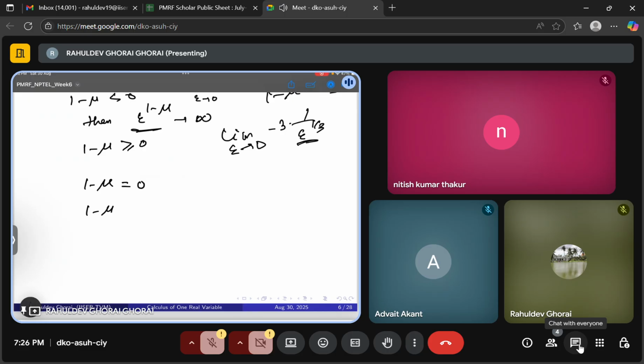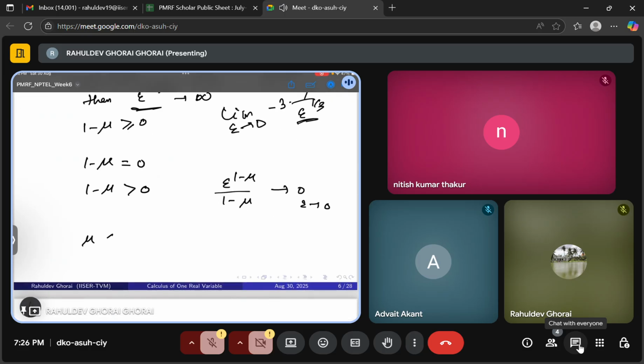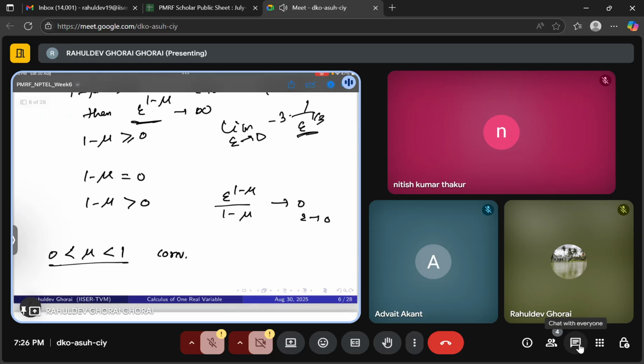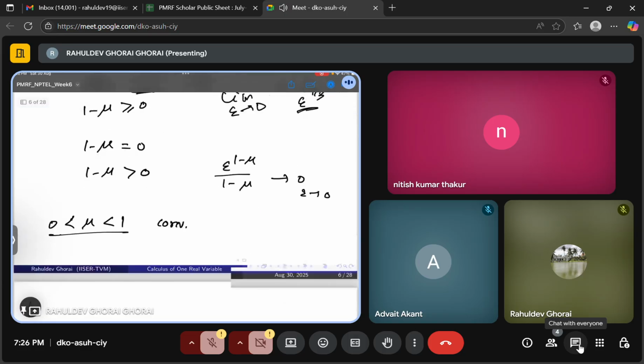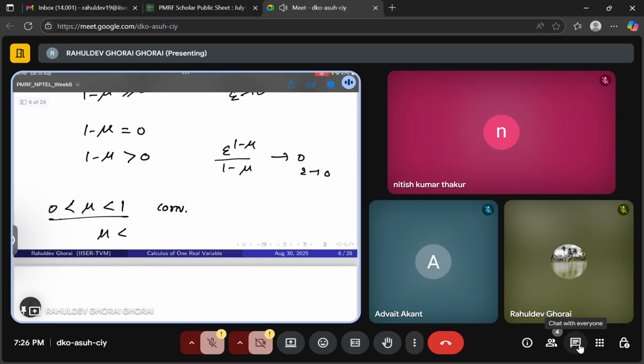But what we know, 1 minus mu is strictly greater than 0, then epsilon to the power 1 minus mu converges to 0 as epsilon tends to 0. So we know that when mu is less than 1 and greater than 0, it will be convergent. Because mu strictly greater than 0 and less than 1, any such number, it is convergent. Up to that we know, right? When mu is less than 1.